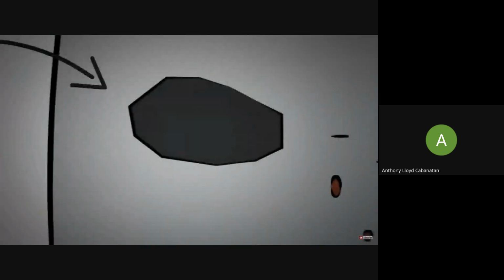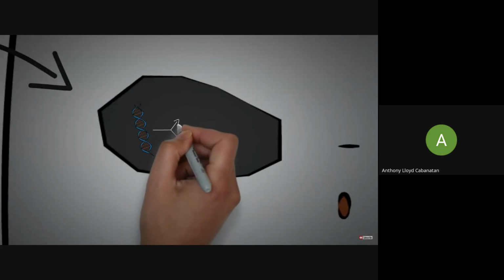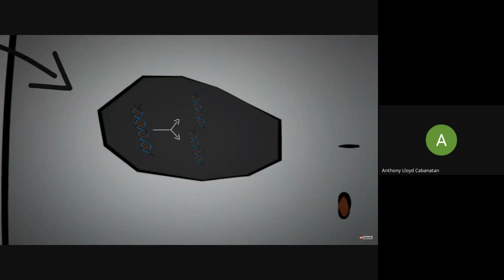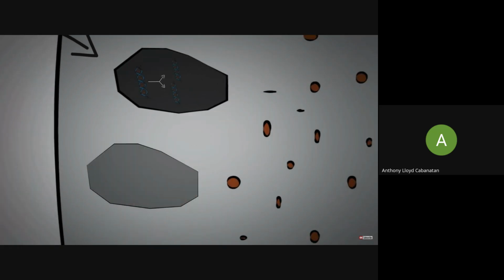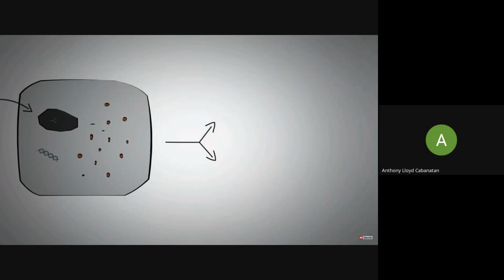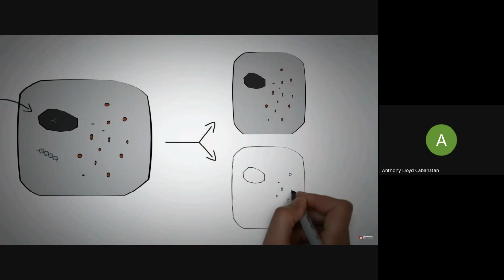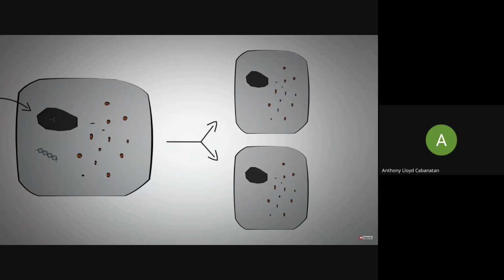DNA replication takes place inside the nucleus of the cell, where two identical and new copies of the DNA are synthesized from the original DNA. The newly formed set of DNA will then be transferred to the future nucleus that is produced during the process of cell division. At the end of cell division, we have two completely new cells, each having its own set of DNA.